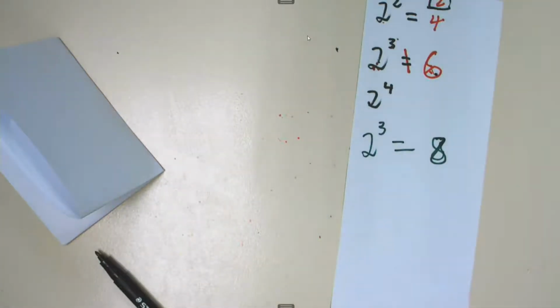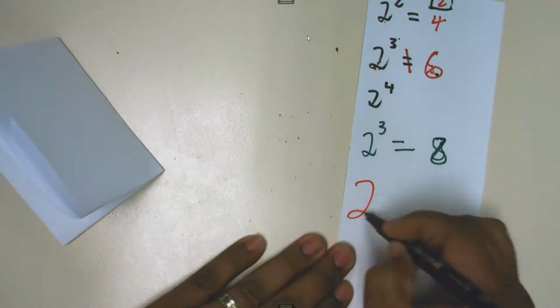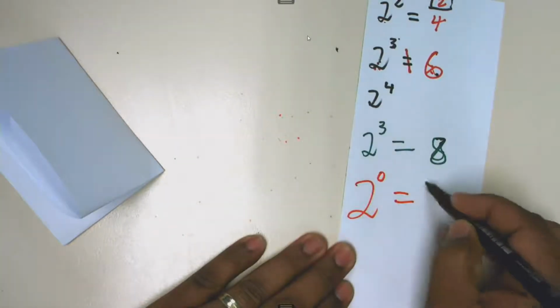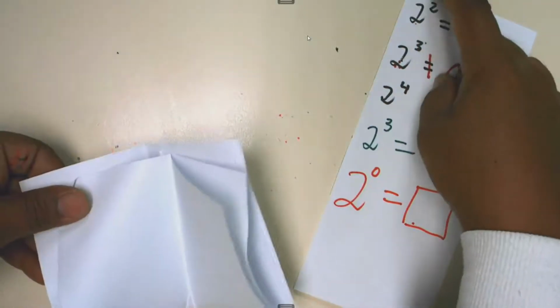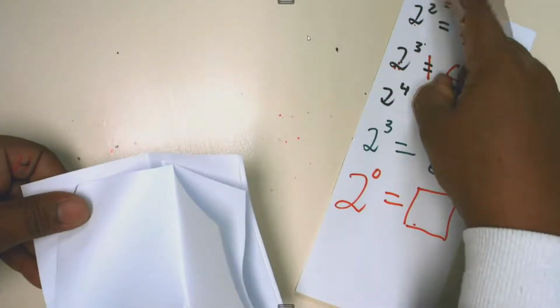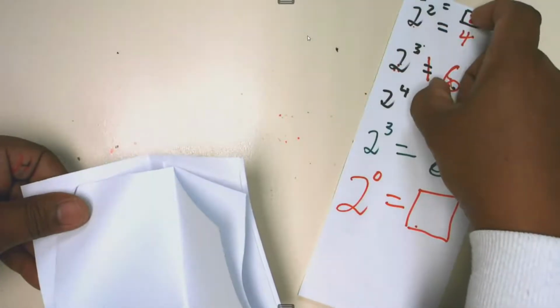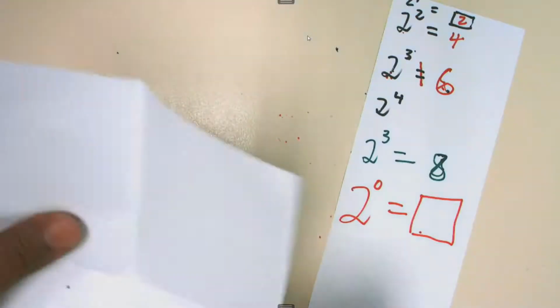And therefore, let's check. Another one might say, what if it's 2 to the power of 0? What is that? Remember, 2 to the power of 1, there was no fold. It was only one fold. Therefore, it was 2. Now 2 to the power of 0 means I'm not doing anything to this paper. There's no fold. I'm not folding it.